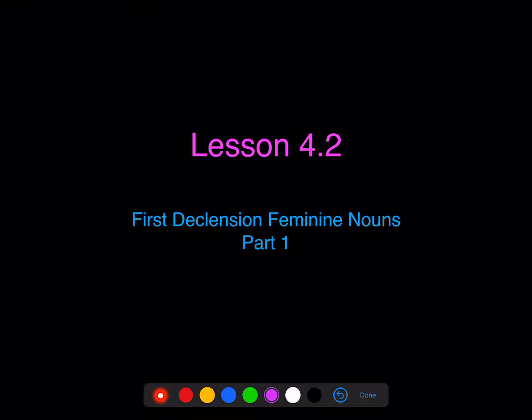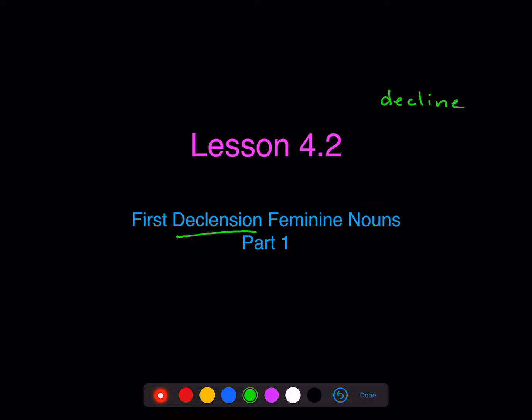Okay, in lesson 4.1, we said that Greek nouns change their form, they change their endings, depending on what they're doing in a sentence. So they'll take different endings or decline, depending on whether they're being the subject or the direct object or the indirect object in the sentence. Now, families of nouns that take similar endings are called declensions.